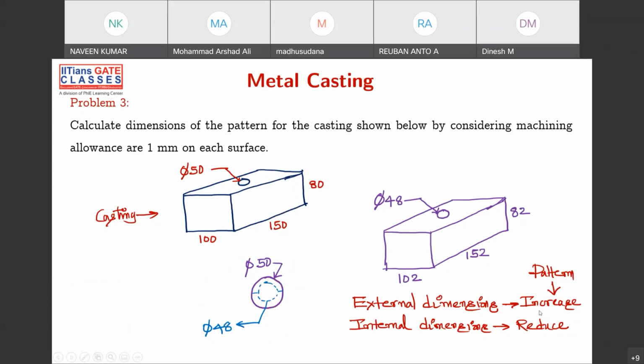External dimensions, we have to increase the size of pattern. Internal dimensions, you have to reduce the size of pattern. Very, very important. Okay. So we can't reduce the size.